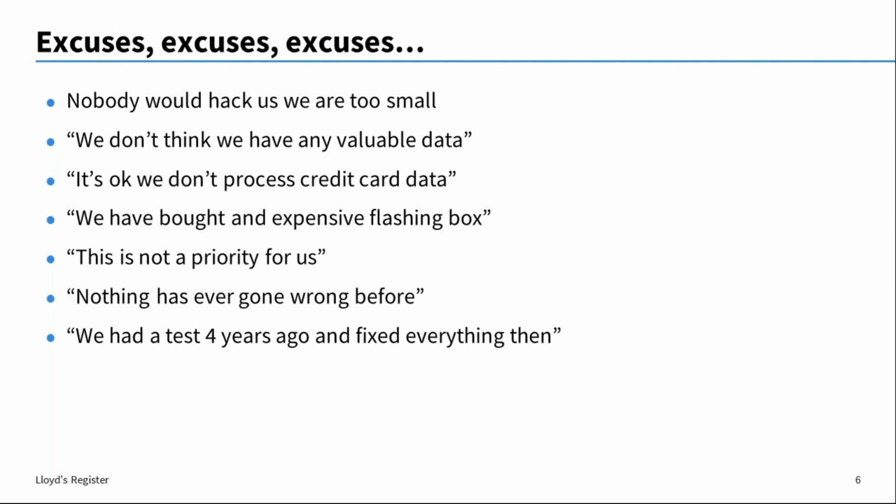So the fact that nothing's gone wrong before doesn't necessarily mean it will not go wrong again in the future. And we need to continually test. The fact you've done a test 4 or 5 years ago and everything was fixed then, that was 4 or 5 years ago. Things change on a daily basis. You need to make sure that you're monitoring. You need to make sure you're constantly updating.